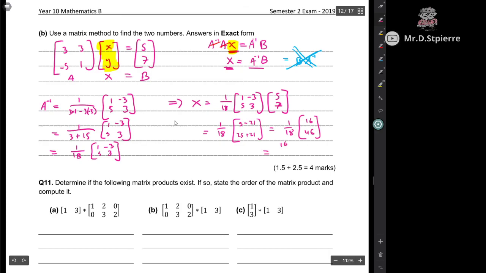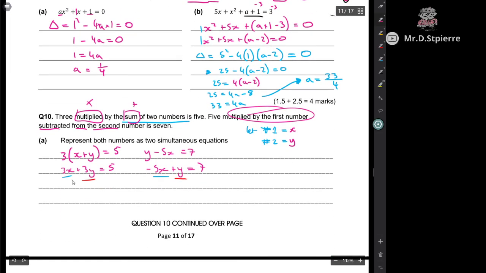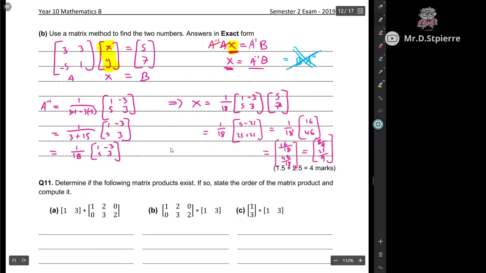We get 16 on 18, 46 on 18. Simplify that first one, divide both by 2, is 8 on 9. That second one, I can divide both by 2, gives me 23 on 9. And that's solved. I would suggest, if you had time, you could substitute these two numbers back into these original equations to do a check, to make sure you get the right answer.